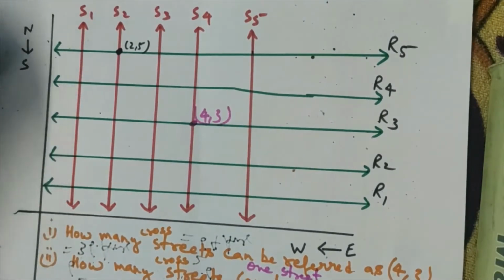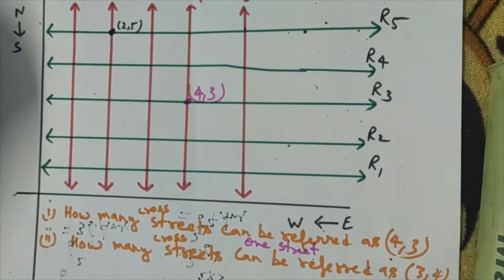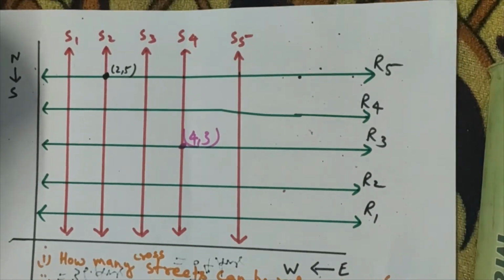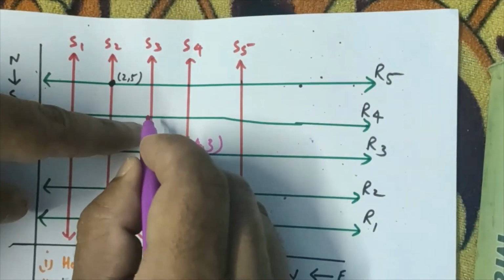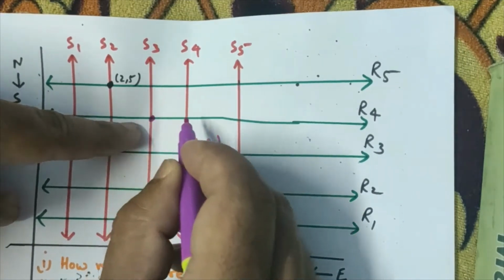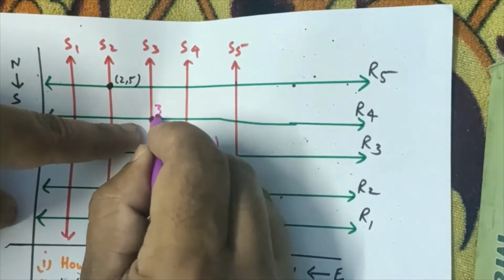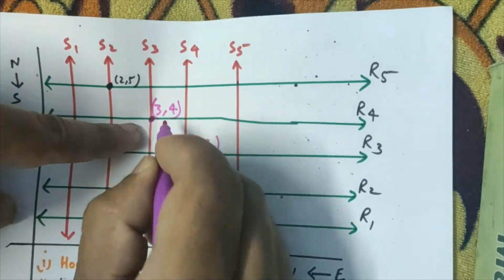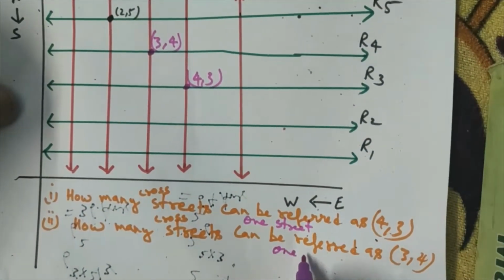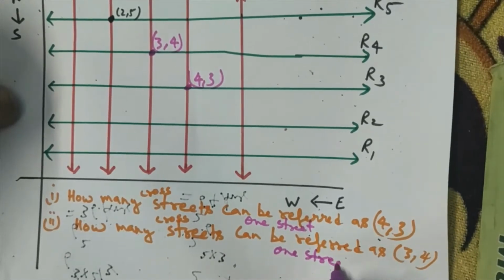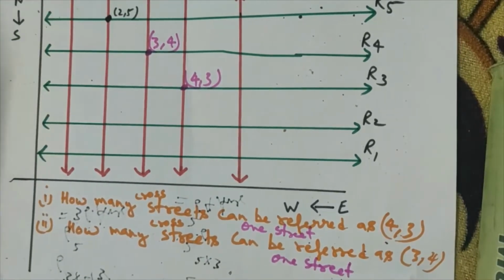Similarly, in the second part, they are asking how many streets can be referred to as 3 comma 4. So this is 3 and this is 4. So 3 comma 4 is this one. How many streets? Only one street can be referred to. So in both cases, only a unique cross street can be referred to as 4 comma 3 or 3 comma 4.